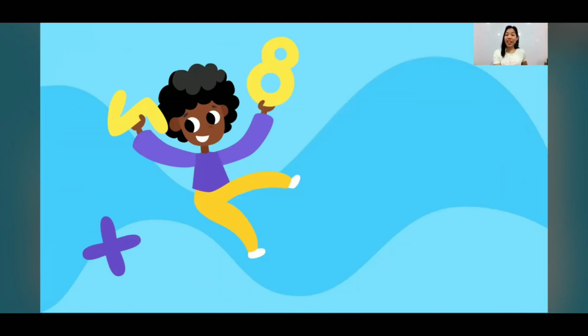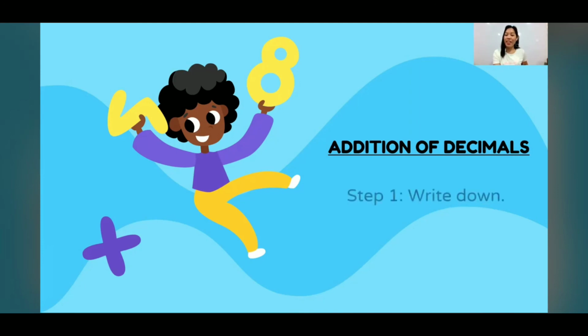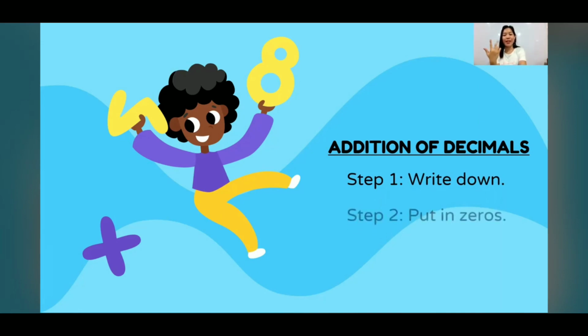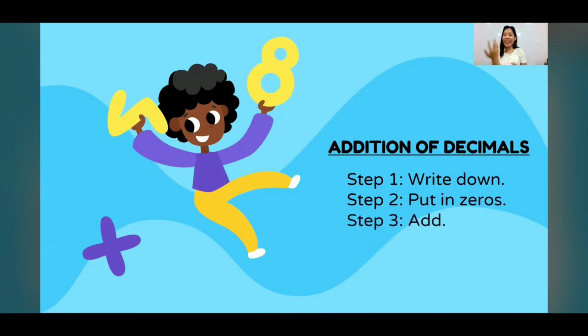Now it's time to generalize our topic for today. Today we talked about addition of decimals. How do we add decimals? Okay, we add them just like how we add whole numbers. Step 1, write down. Step 2, put in zeros. Very good. And for our last step, add the numbers.